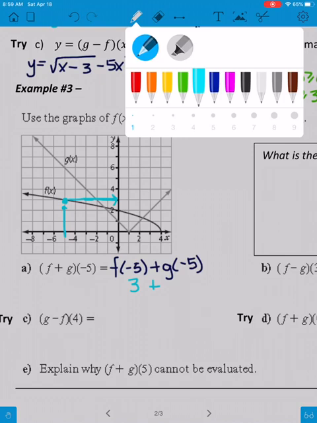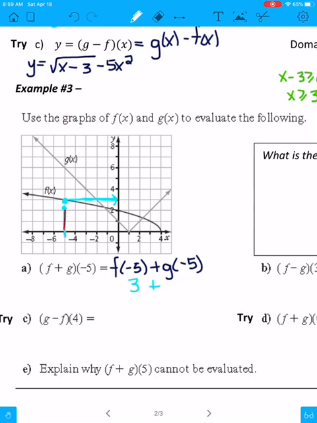G of negative 5, I'm going to go to negative 5. I'm going to follow it up to G, and I'm going to follow it over. And it's 6. So I get 3 plus 6, which is 9. So on the graph of f of x plus g of x, this is what I just found.